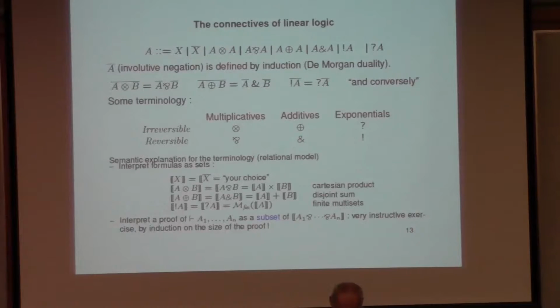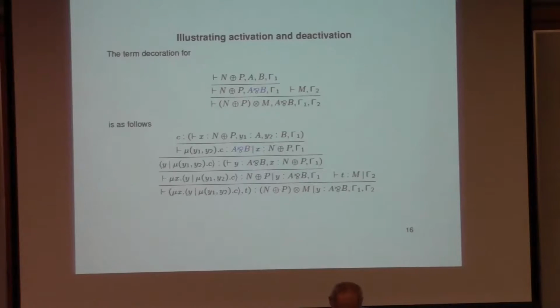That was the first thing. Then I wanted to give you an illustration of the syntax, because I talked about active formulas and some of you were not very clear about what it meant. So let me just, it's not a meaningful proof, I'm just thinking of a proof that ends like this. Okay? So it's a proof of the sequent n plus p tensor m, a par b, gamma 1, gamma 2.